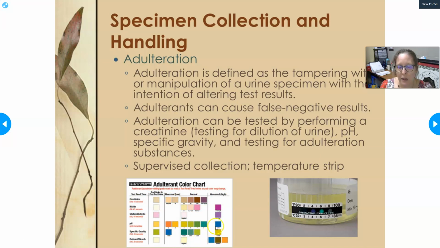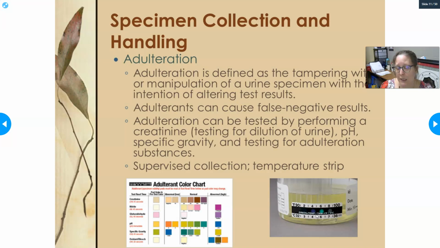Some of the ways around it is going to be a supervised collection. There are some places that do a lot of urine drug screens where they don't want adulteration, that will put dye in the potty water and shut off the water supply. The sink is not even in the same room, and in some places there's no door on the stall, so you have to supervise and actually watch them pee. And then you can also use temperature strips to make sure that the urine is actually at body temperature.